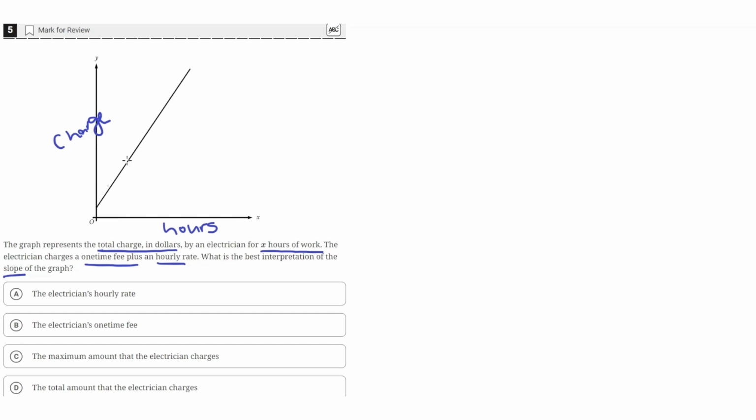And we can see that this line is a linear line, so its equation is of the form y equals mx plus b. In this case, since the electrician charges a one-time fee, the y-intercept is equal to the one-time fee, which is equal to the value of b. So b is the one-time fee.